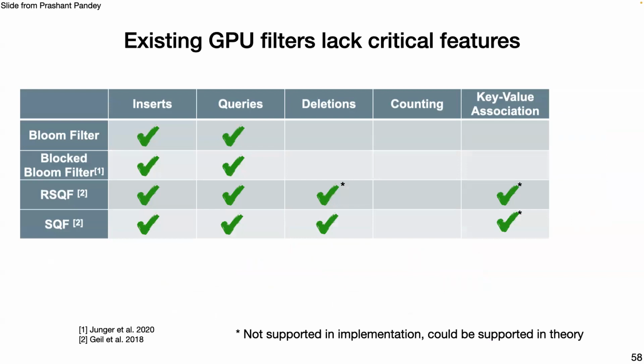And there's this issue that existing GPU filters had some of the operations, but not all of them. So these are the initial ones, like Bloom filter and block Bloom filter, which is a cache-optimized version of Bloom filter. Those support inserts and queries, but as we said, they don't have deletions, counting, or key values. And there are these more advanced filters, RSQF and SQF, and those support everything besides counting. Everything else can be theoretically supported, but not yet implemented, especially the key-value association, but also the deletions in one of these variants.